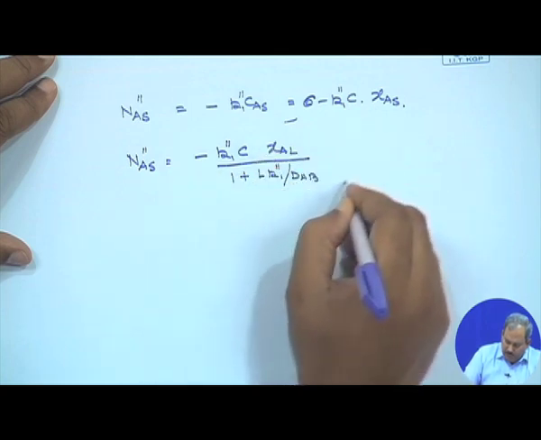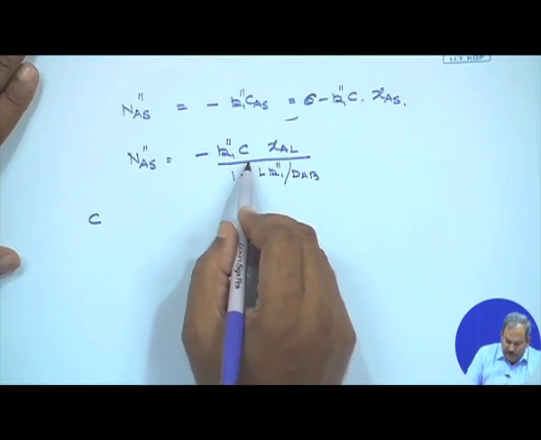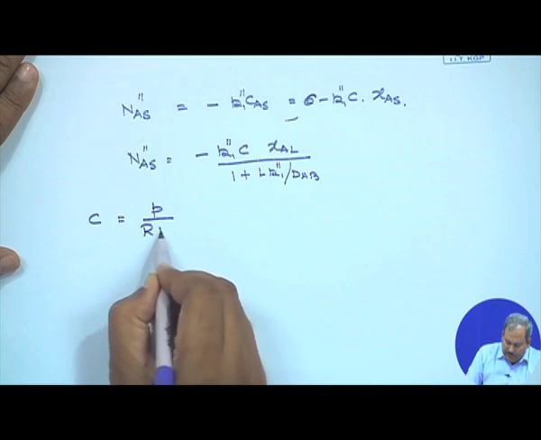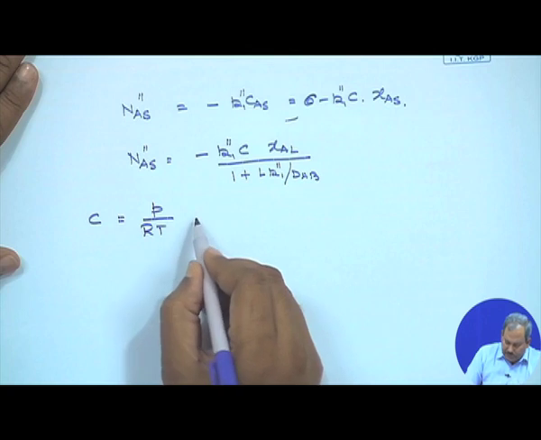This part we have already evaluated. So, the only thing which is remaining is the unknown C. So, C, if we assume an ideal gas, the total concentration can be written in the form of an ideal gas law.